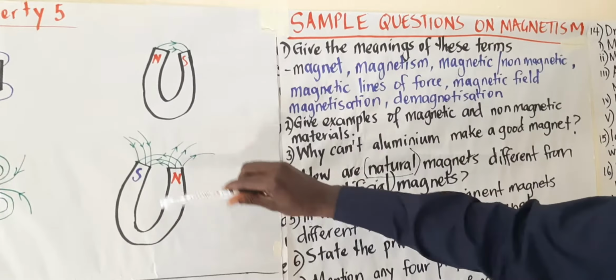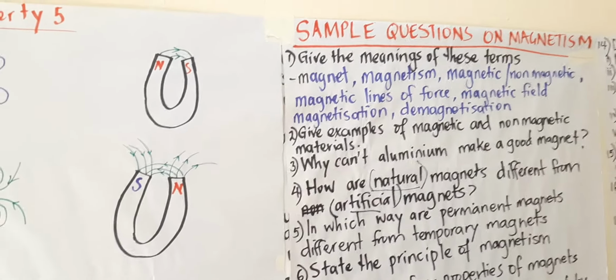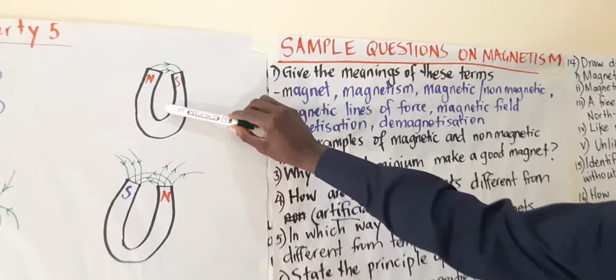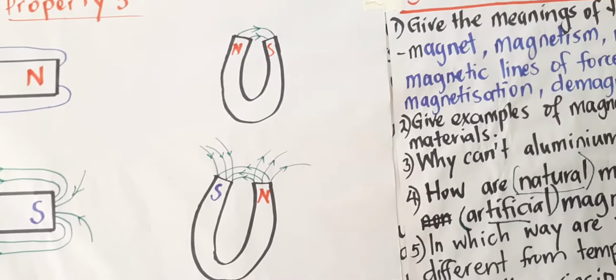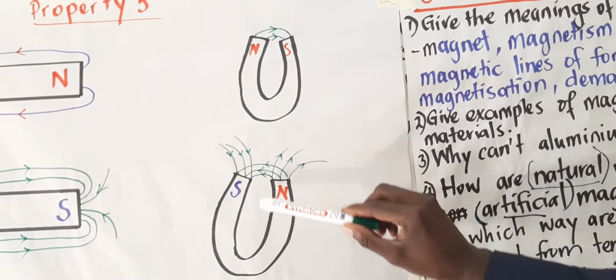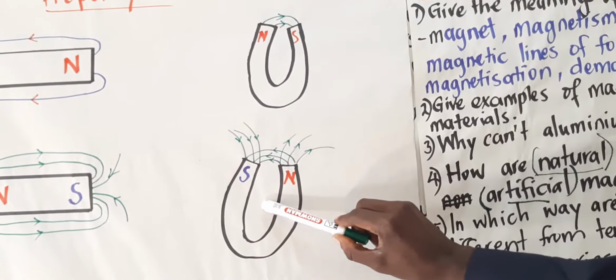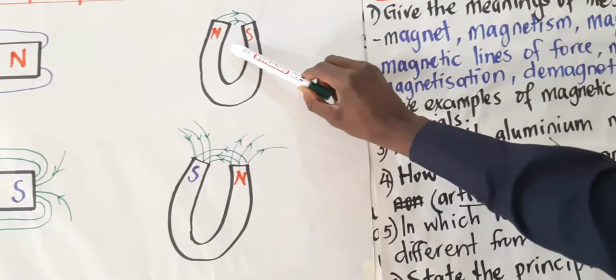This is a horseshoe magnet and this is a horseshoe magnet. This is the basic diagram. This is the simplest. And as you go on mastering the magnetic lines of force, you should be able to draw it this way. But this is the very basic one.